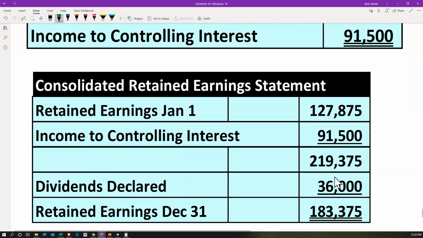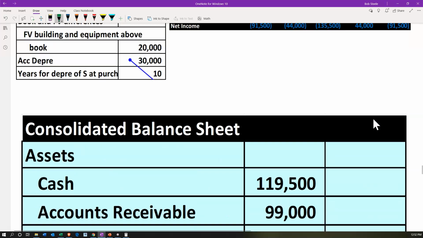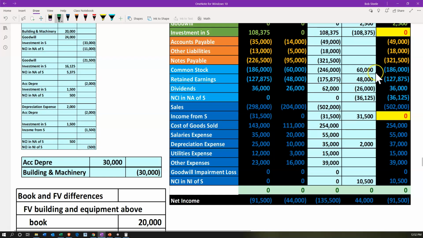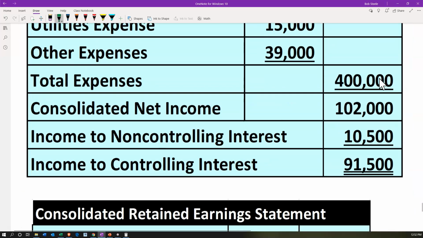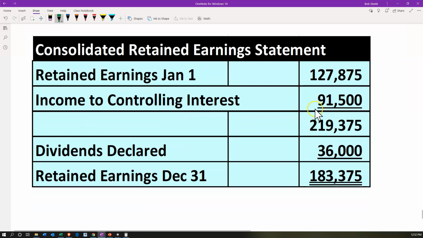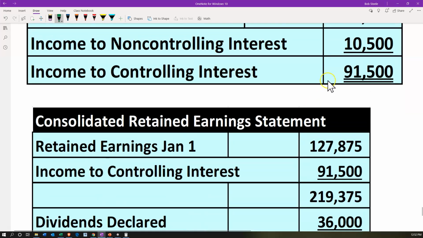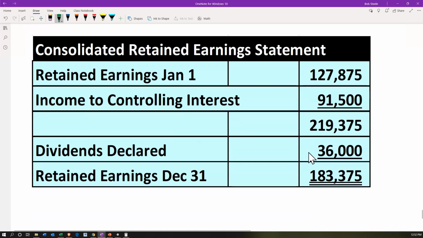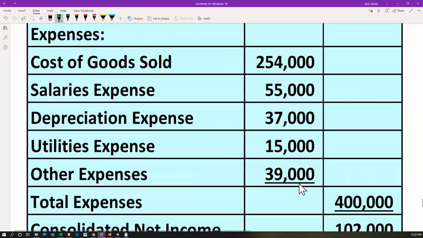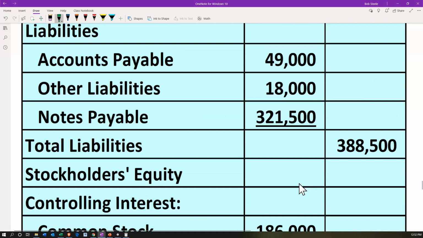Then if we look at the consolidated retained earnings, we've got the retained earnings at the beginning, the 127,875, which of course is just like it normally would be. And then we've got the 91.5 here, subtotal, and then we reduce the dividends, the 36,000, to get to the 183,375. Of course, that 183,375 should be on the balance sheet as well.